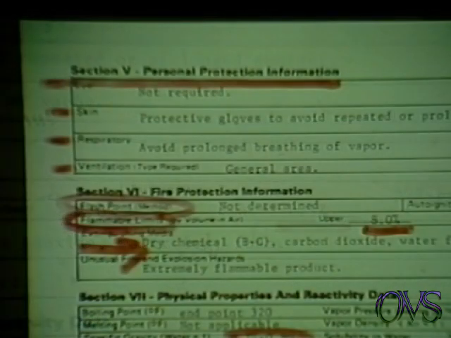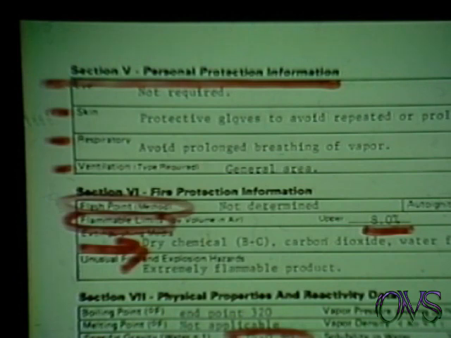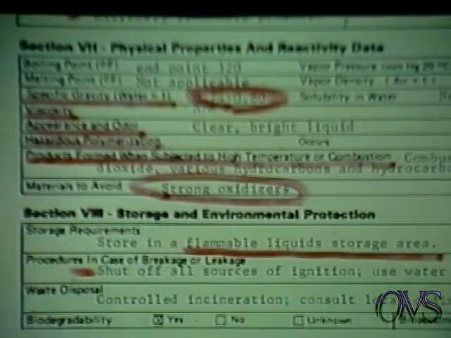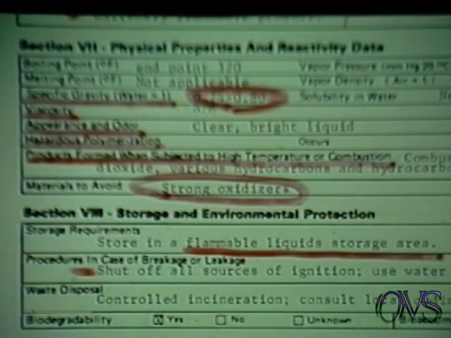The next category listed is extinguishing media. That is, what firefighting agent should be used. Dry chemical or BC extinguishers, carbon dioxide, water fog, and foam will all work to extinguish a JP4 fire. The next item in this category lists any unusual fire and explosion hazards. Physical properties are determined by laboratory testing.